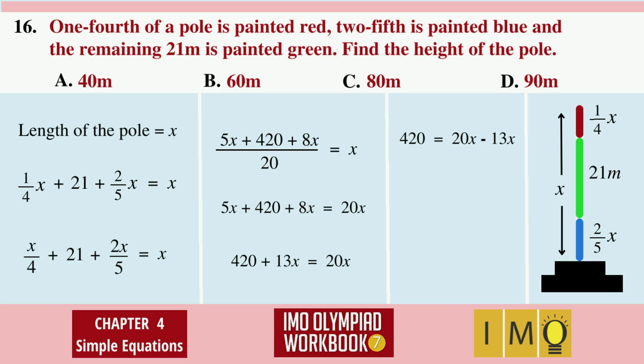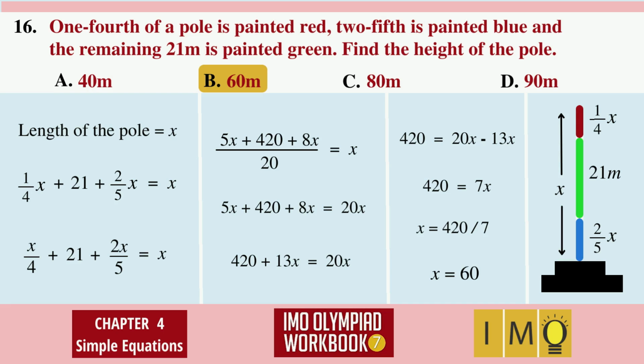420 is equal to 20x minus 13x. 420 is equal to 7x. So x is equal to 420 divided by 7. So x is equal to 60, which gives the right option of option B.